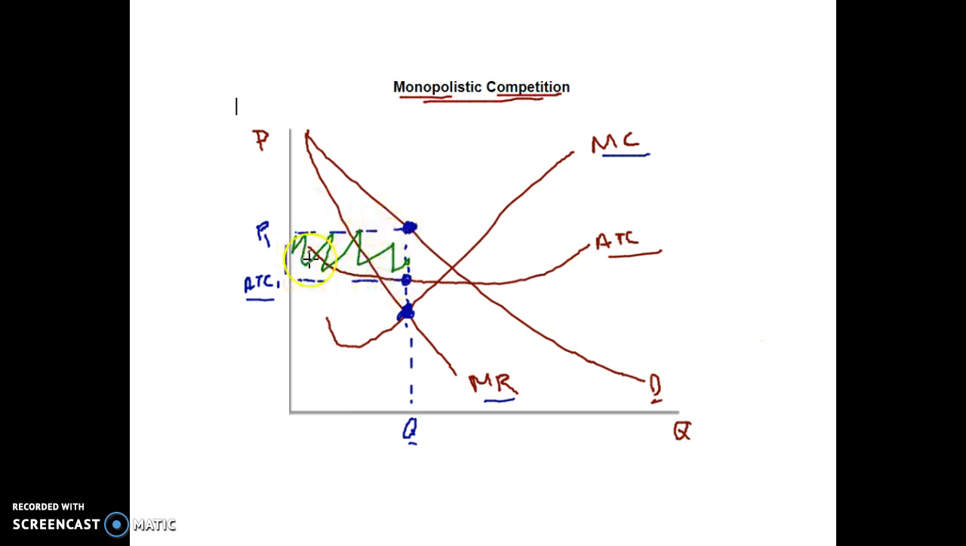When firms see that this monopolistic competition, this Tom's Tacos, is profitable, other firms are going to enter the market because there are low barriers to entry. Low barriers. Writing is hard. It's taking way too long. Okay, we have low barriers to entry. So firms are going to enter the market.